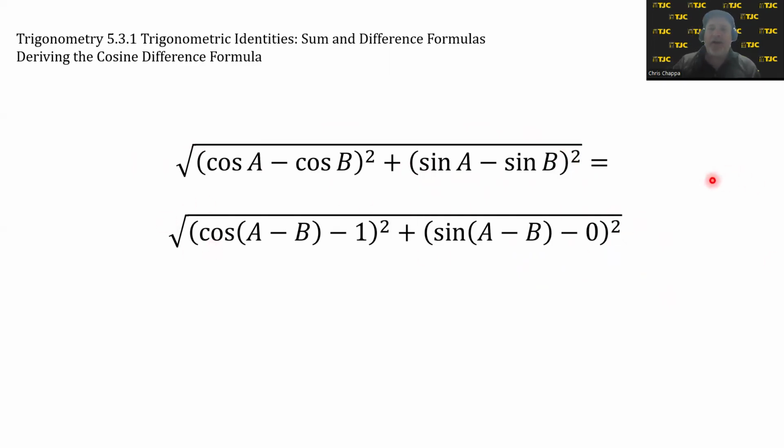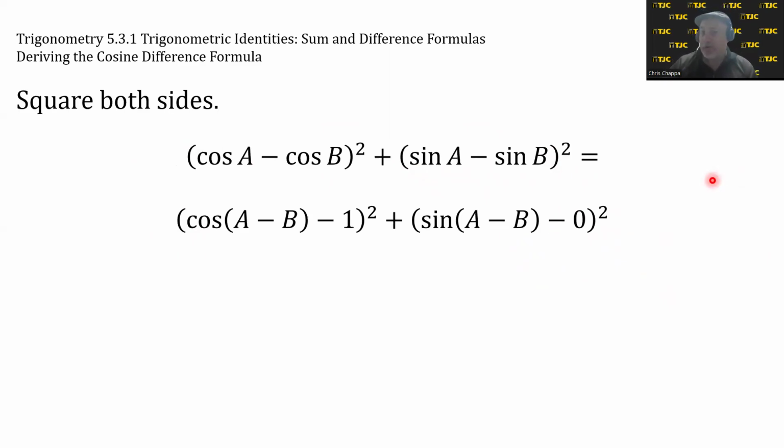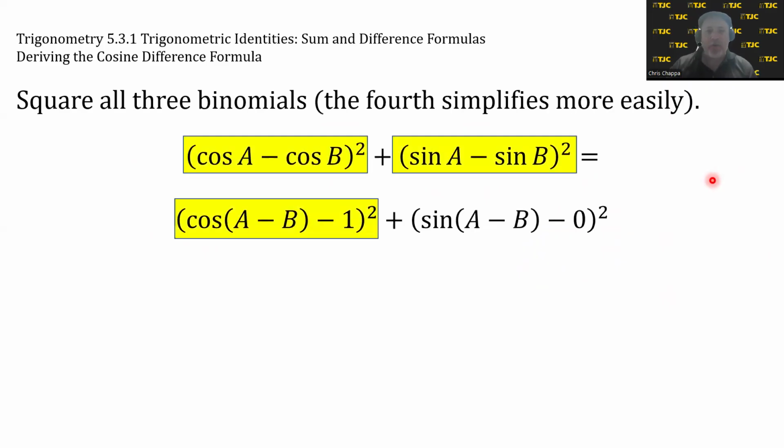And now we're going to do some algebraic manipulations with a smidgen of trigonometry. We're going to square both sides, which gets rid of the square roots. Now it seems we have 4 squared binomials, but only 3 of them are truly binomials because this fourth one is -0, so it's not really a binomial. It's just the square of this sine.